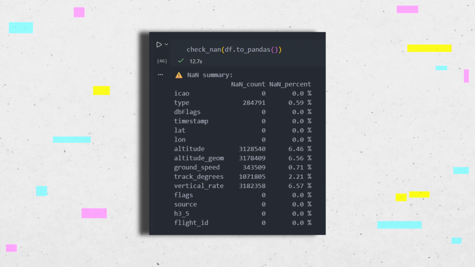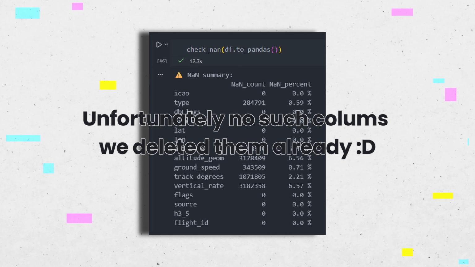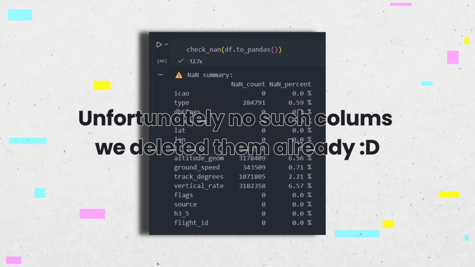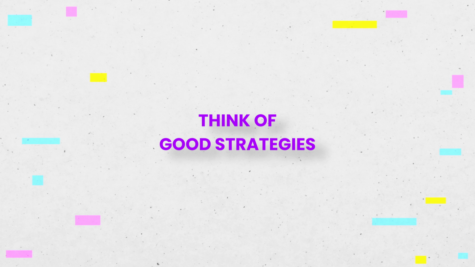The first question we have to ask ourselves is, how many data points are actually missing? Here you can see the missing values in total and in percentage. We drop columns with over 50% missing values. At that point, they are not viable as features. Now we have to think of good strategies on how we can replace these missing values.